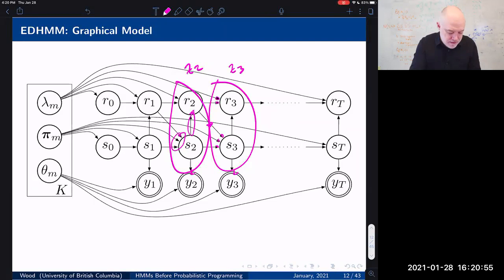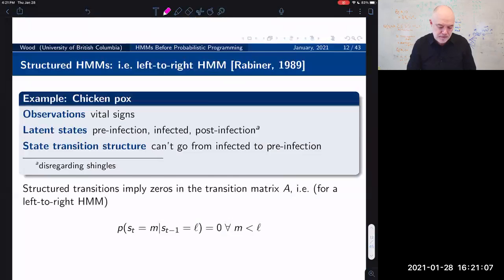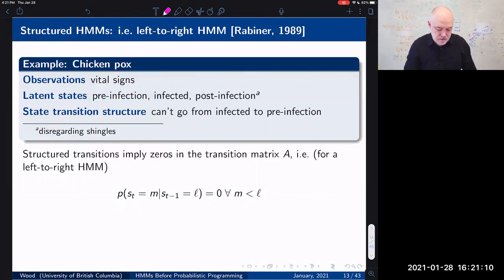Fine. And same, so these are the dwell duration distributions. They can, so on and so forth. These are the next state distributions as before, and these are the parameters of the likelihood, the observation distributions. Fine. So chickenpox, this is an example of a left to right HMM, which is structured.